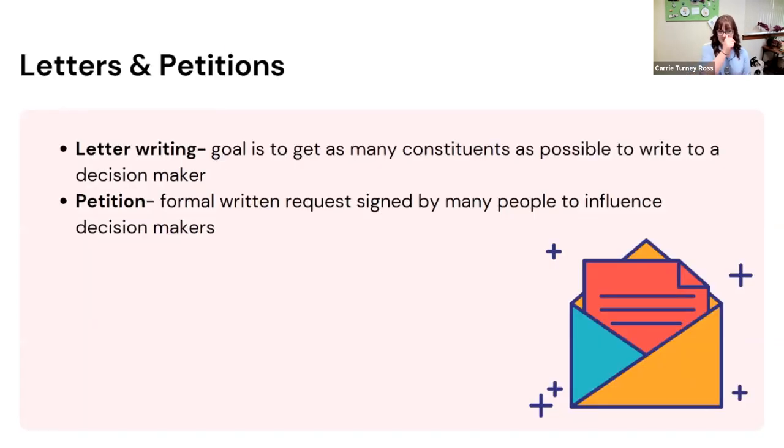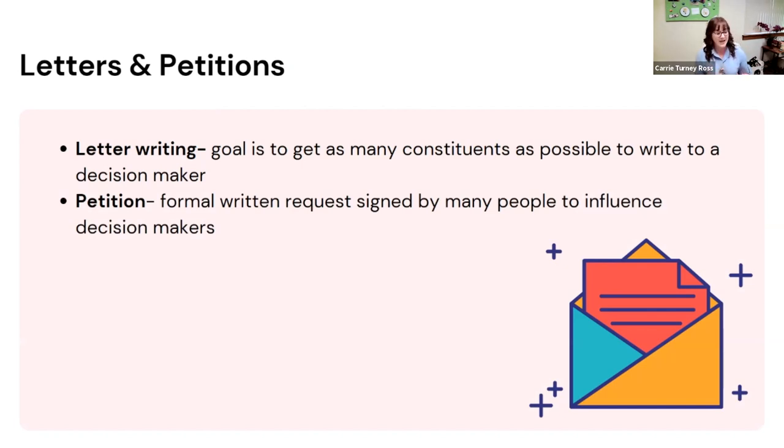And now, before I move on, I said earlier that there's debate on whether it's more effective to have physical letters mailed to someone or email. It really depends on what your movement is about and how you want to go about that.